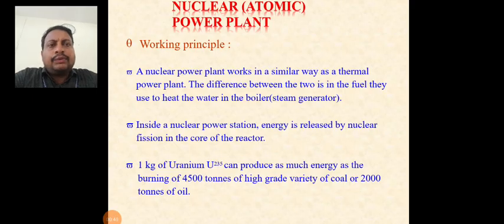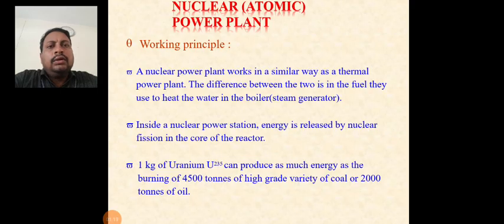But in the nuclear power plant, a nuclear reaction takes place in the reactor, and a large amount of heat will be developed. That heat we are using for generating the steam. The difference between the two is the fuel used to heat the water in the boiler. That is the very important thing in the nuclear power plant.